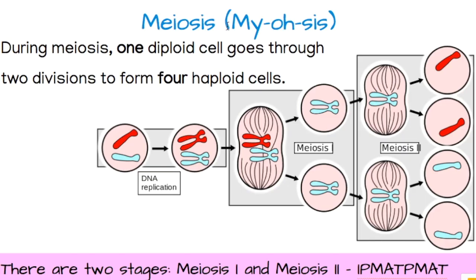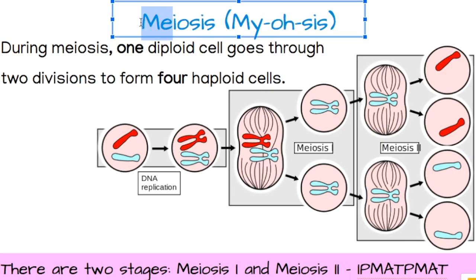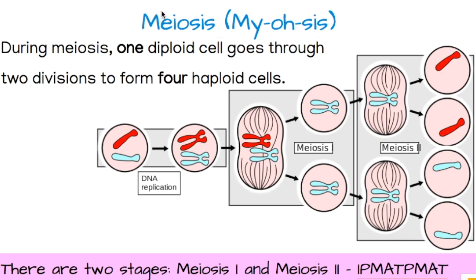Meiosis, pronounced like my-o-sis. A lot of times you might say meiosis, but it's meiosis. During meiosis, 1 diploid cell goes through 2 divisions to form 4 haploid cells. If you take a look, we have this red and the blue. They double. They start moving around the cell. They end up splitting out. They split out again, and each of these end cells has half of the information as the first cell, and they're not quite identical. They're a little bit mixed up. There are 2 stages of meiosis, meiosis 1 and meiosis 2. We learned ipmat for mitosis, and now meiosis is going to have ipmat, pmat.